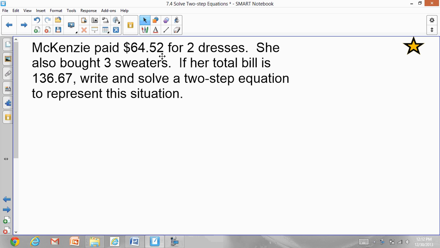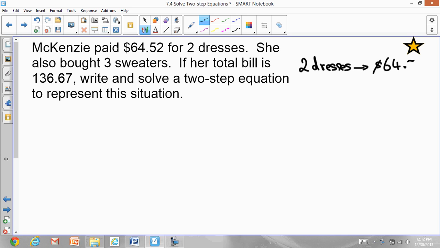Mackenzie paid $64.52 for 2 dresses. She also bought 3 sweaters. So let's write the information that we know from this question. So 2 dresses together, it's going to cost $64.52. They did not say each dress, they said both the dresses together is $64.52.